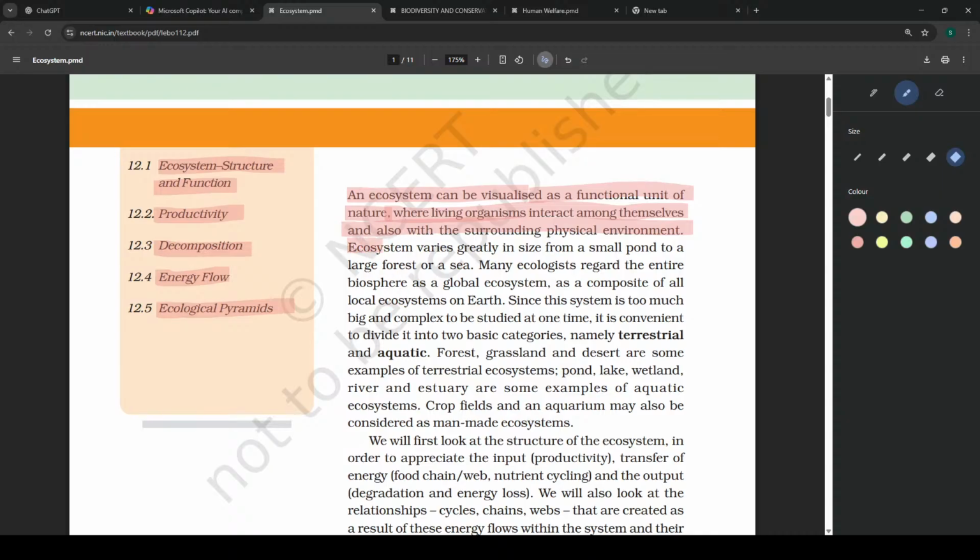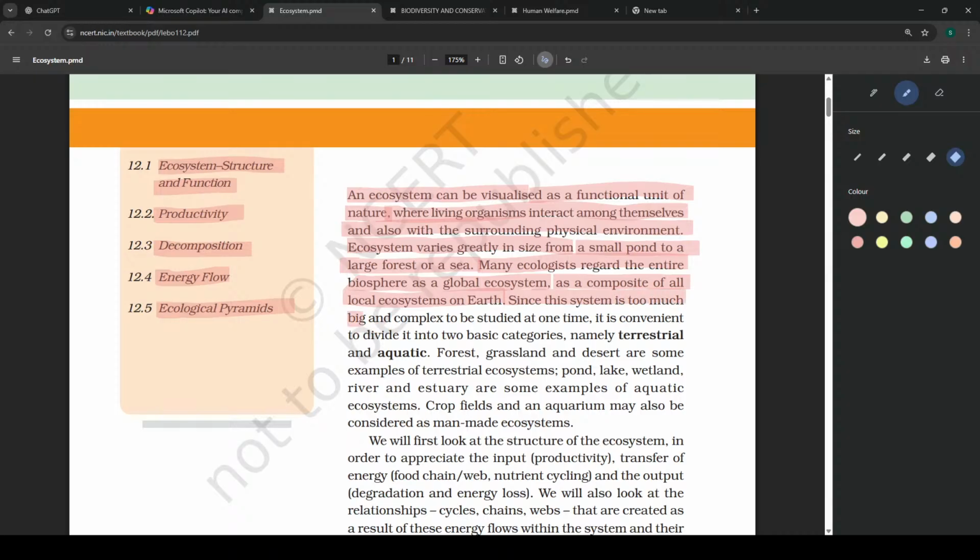ecosystem. Ecosystems vary greatly in size from a small pond to a large forest or even the sea. Many ecologists regard the entire biosphere as a global ecosystem. Some ecologists think that the whole biosphere can be considered a global ecosystem, a composite of all local ecosystems on Earth.